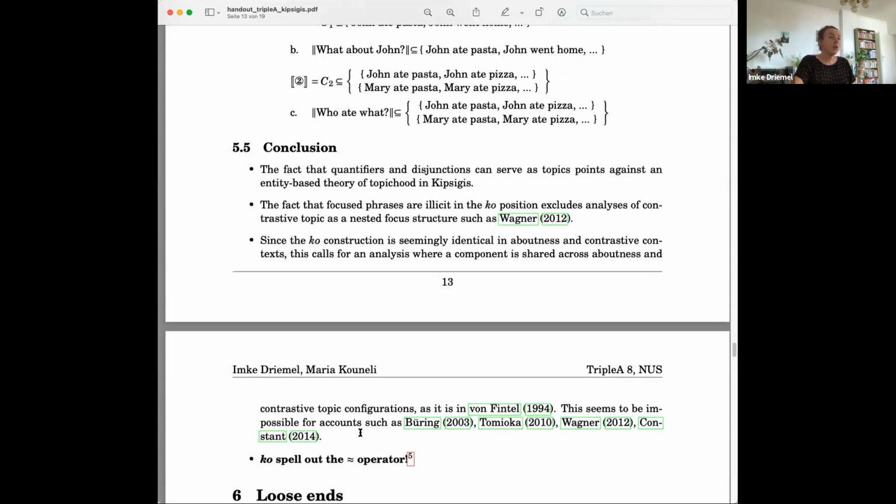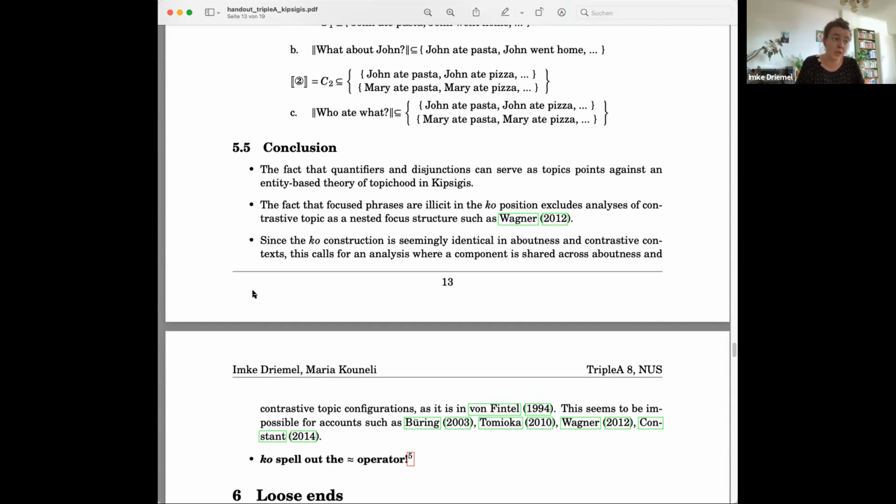Okay, so quickly concluding, the fact that quantifiers and disjunctions can serve as topics points against an entity-based theory of topichood in Kipsigis. The fact that focus phrases are illicit in the composition excludes analyses of contrastive topic as nested focus structures, since the co construction is seemingly identical in aboutness and contrastive context.